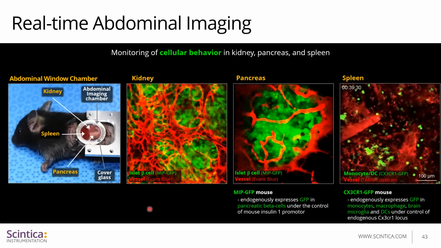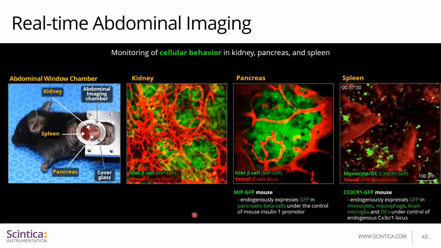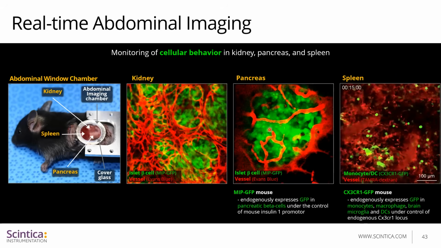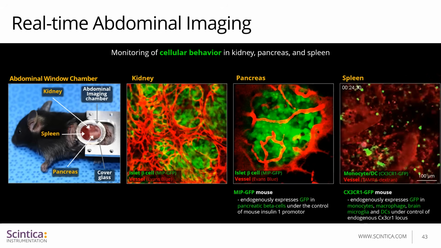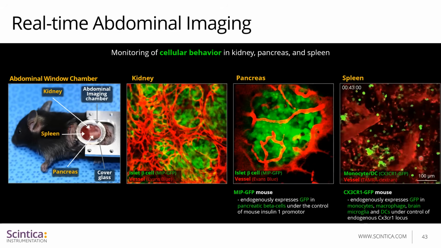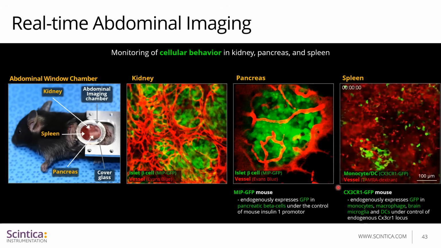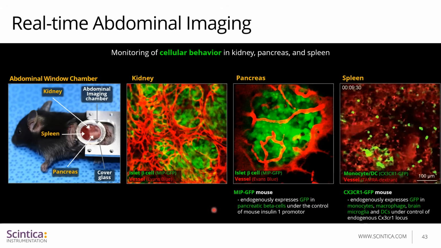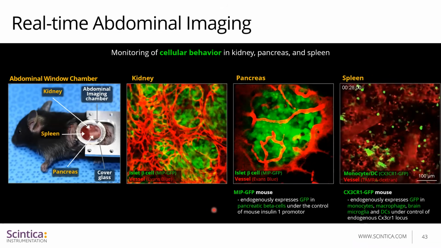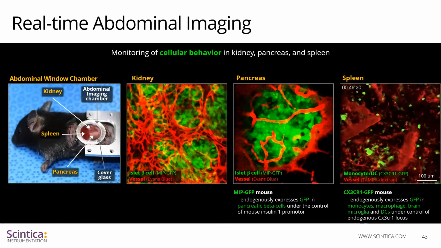Here are a few example images that come from this window chamber, showing in the kidney and in the pancreas, islet beta cells surrounded by their native blood vessel structures. And in the spleen, using a different mouse model, we can see the movement of monocytes and dendritic cells through and around the vessel structures. Both of these mouse models are transgenic mice, which means that they have been genetically engineered to express a certain color for a certain cell type.